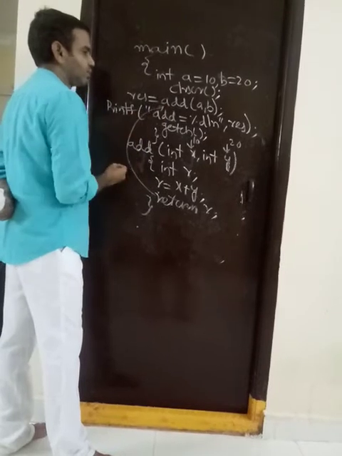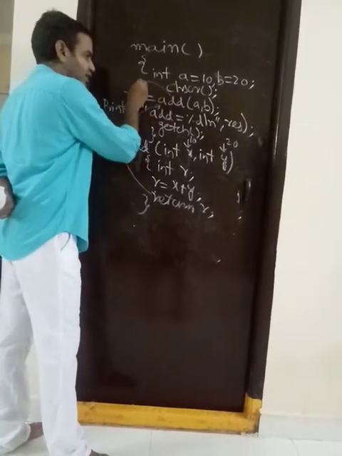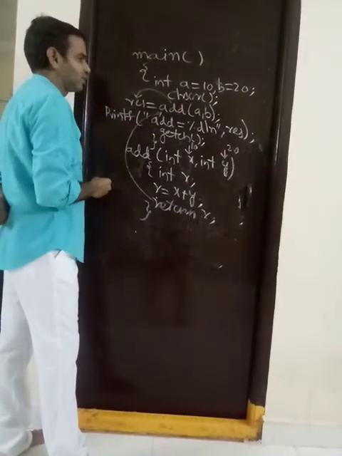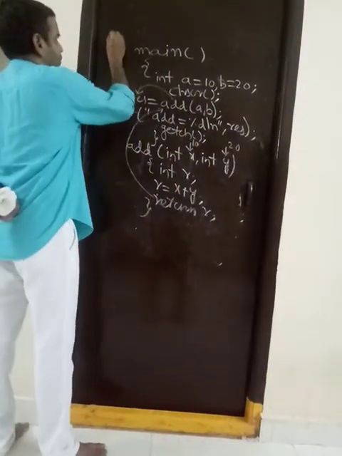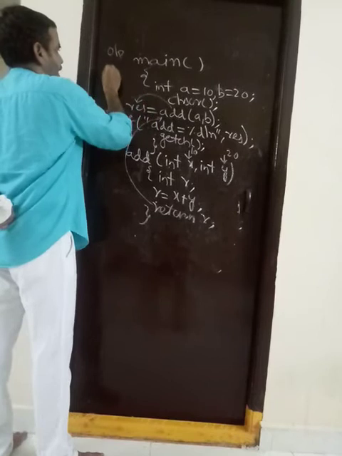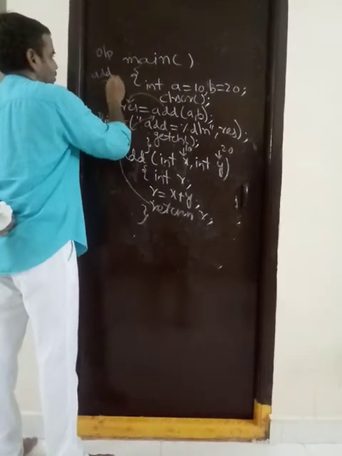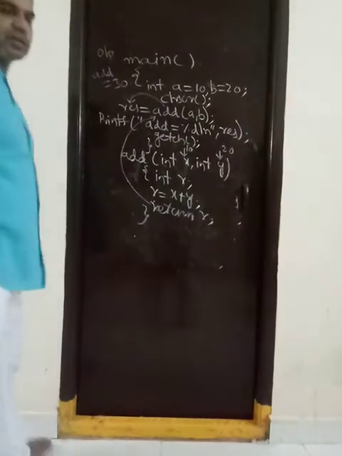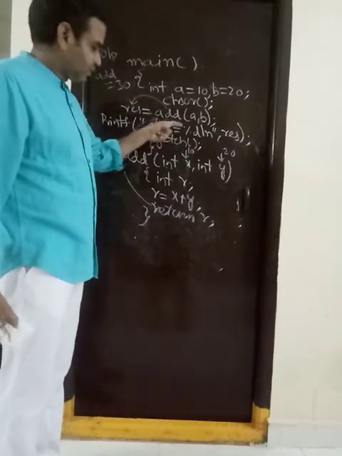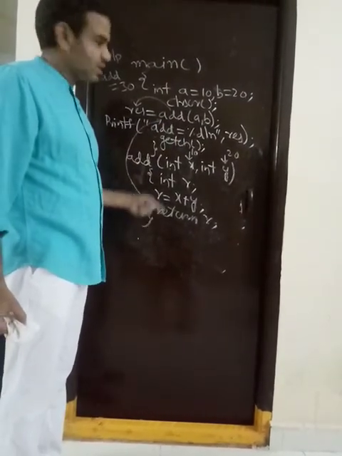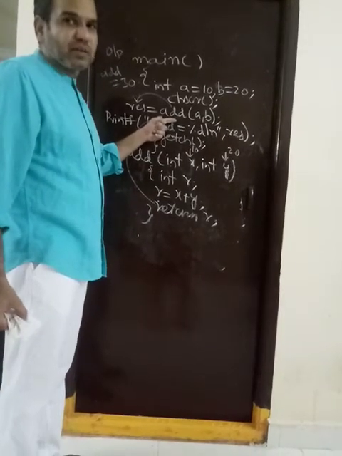So here add will be received. That value we are assigning to one user defined variable, that is result. We are displaying add. So it will display output as add is equal to 30. Okay, this concept is called a function with argument with return. This is also called passing by value.